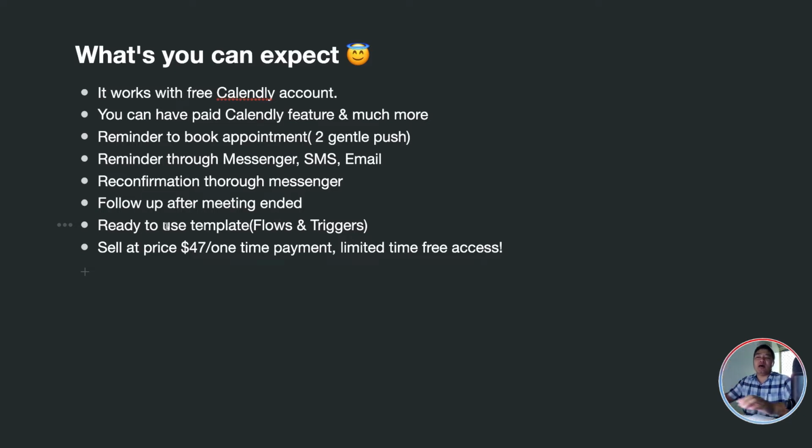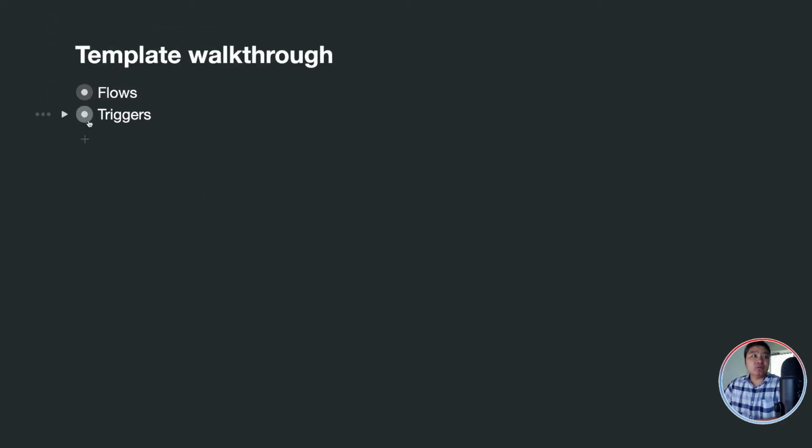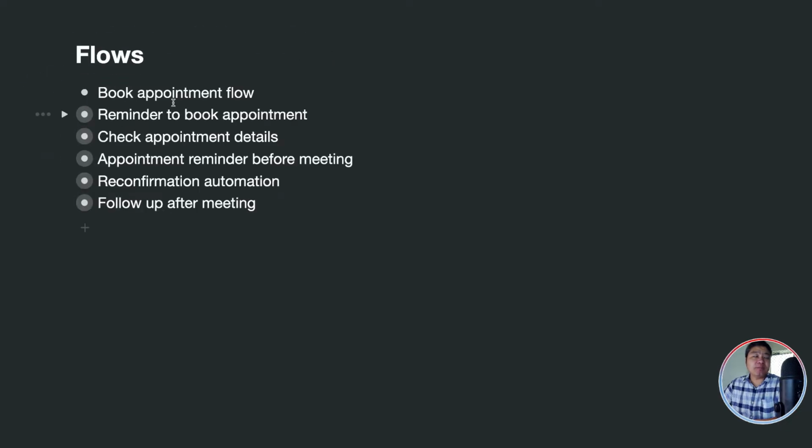Okay, and now let me show you what is included in this course. So what you can expect is we have the template that is built for all the automations. As you can see, we have the book appointment flow, we have the reminder, we have the flows that allow you to check the appointment details, and also to send the reminders, to send the reconfirmation, to send the follow-ups.